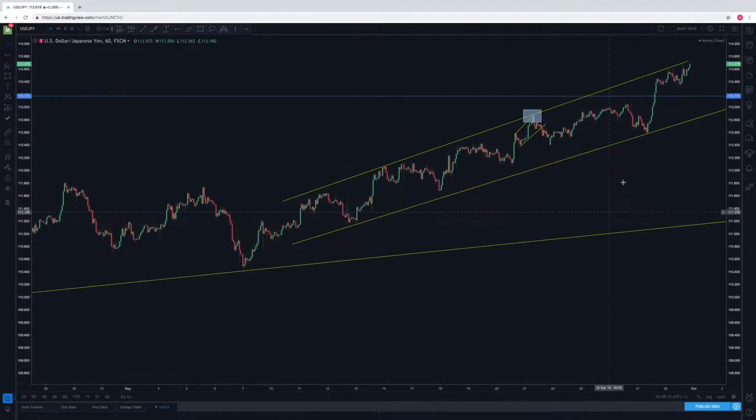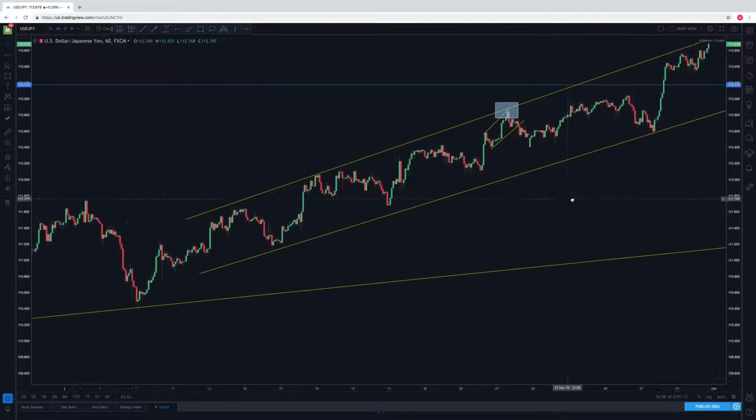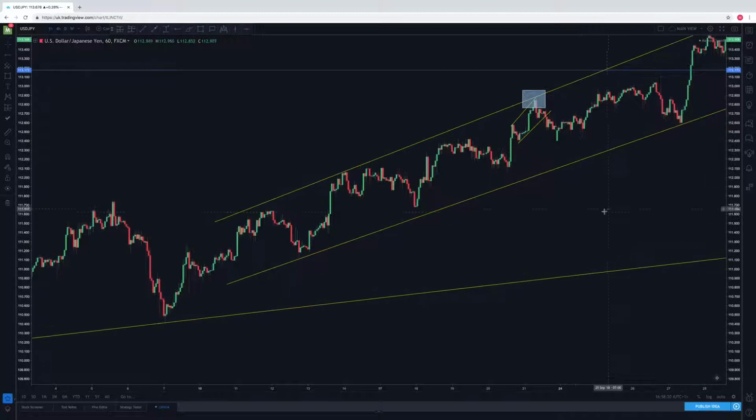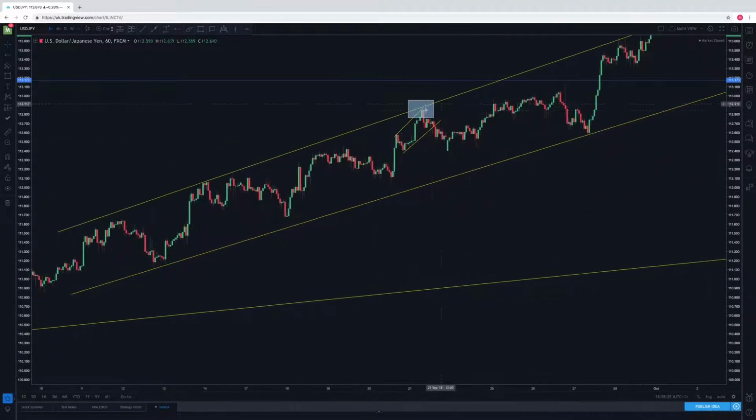So in this case, we're going to look at first an entry style. So as you can see within this area here, we have this 1, 2, and essentially the third touch on the trend line within that area. So what we're going to be looking at naturally is any kind of corrective nature or any kind of retrace.